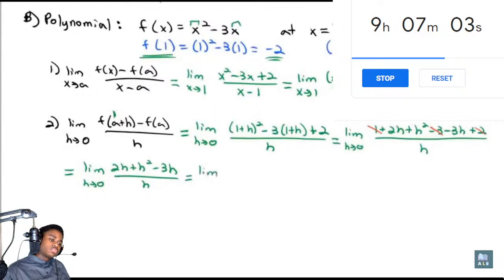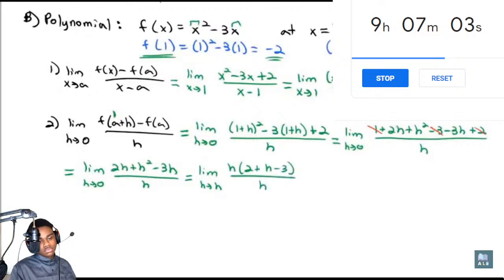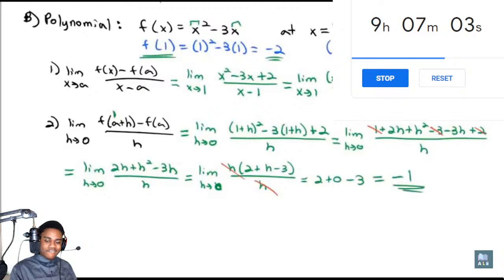Every single term there has an h in it that we can factor out to remove our discontinuity. H times 2 plus h minus 3 all over h. I probably could have combined the 2 and 3. Wouldn't matter. But ultimately, those h's divide out, and now we can plug in the 0 for h. So we have 2 plus 0 minus 3, which is negative 1. We get the same slope of the tangent line. The slope at 1 is negative 1. Now that we know the slope, we can find the equation.